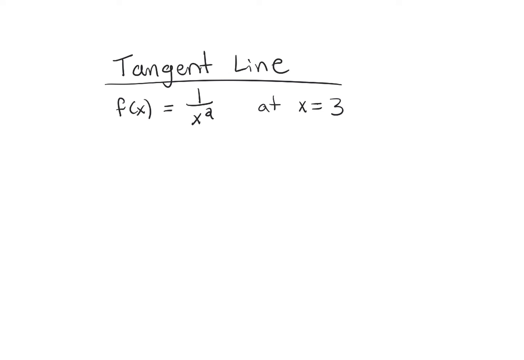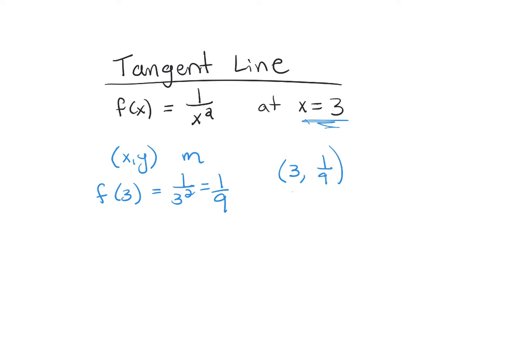So a reminder, to write an equation of a tangent line, we need a point, x and y, and we need slope at that point. So let's see, we know x. There's my x. We need to find y. So let's first just find f of 3. So that's 1 over 3 squared, 1 over 9. So I have the point 3, 1/9. There's my x1, y1. Okay, to find the slope, I need the derivative.